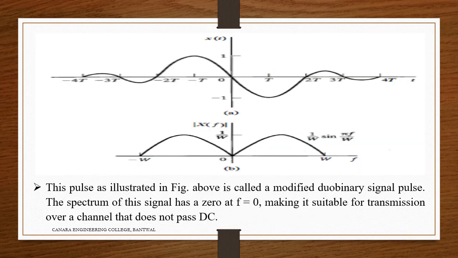And this is the waveform where we have been modified. This was a +1 and -1 that we had modified. Now it is modified in this way. This we call the waveform a modified binary signal pulse.